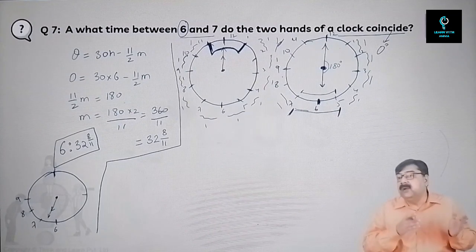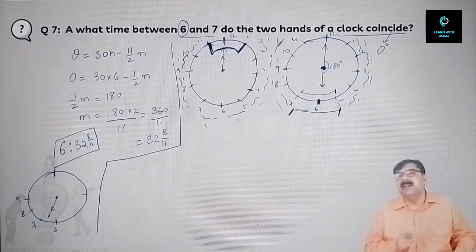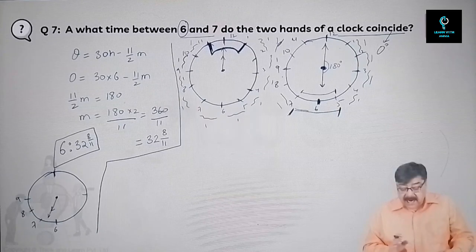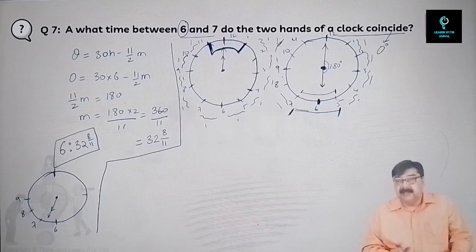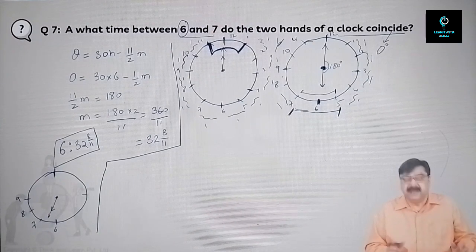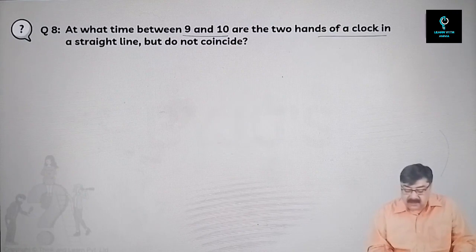But between 2 and 4, it is formed only 3 times because of the special timing having integer value, and that is 3 o'clock. So kindly keep this in your mind that this would happen for any kind of an integer value timing. Now, at what time between 9 and 10 are the two hands of a clock in a straight line but do not coincide?